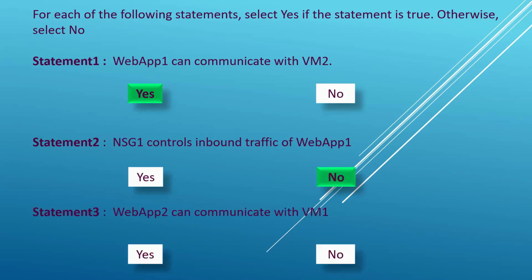Let's look at third statement. Web App 2 can communicate with VM1. Web App 2 is deployed to Subnet 2 and Subnet 2 is in VNet 2. VNet 2 is paired with VNet 1, which VM1 is connected to. So Web App 2 can communicate with VM1.